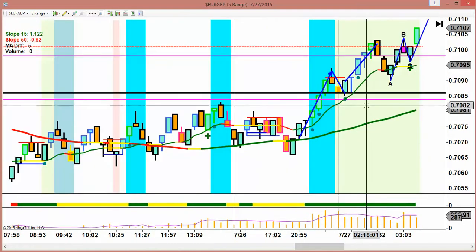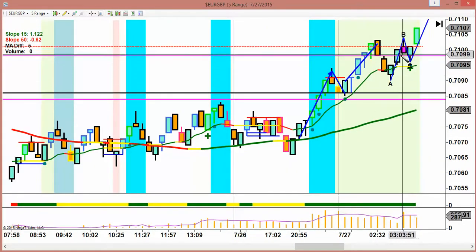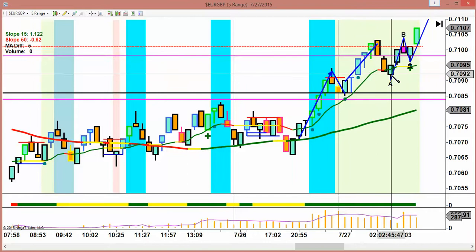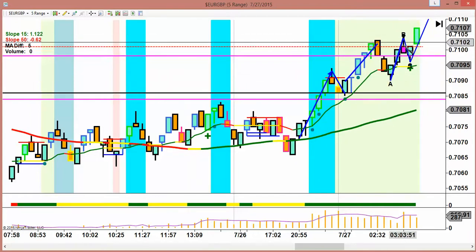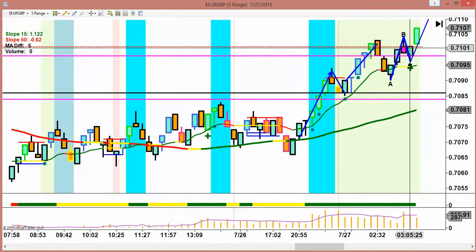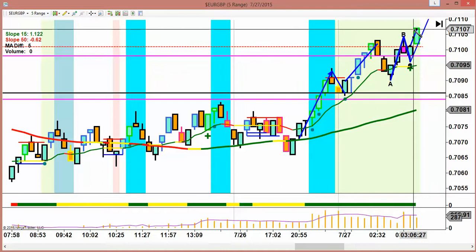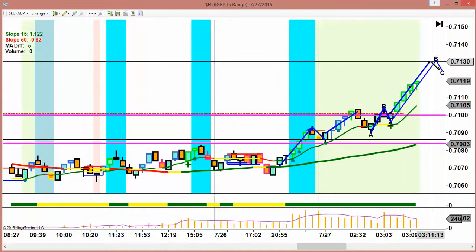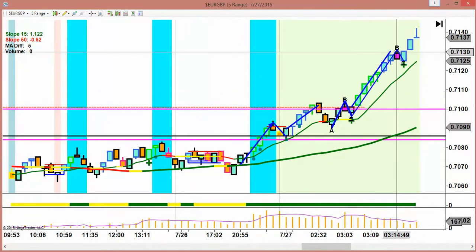Here, same thing. Look at that. This is a C candle. Look at that C. There's the move up. It's sitting right on the value area high. And man, it blasts right off. And you get a huge winner.